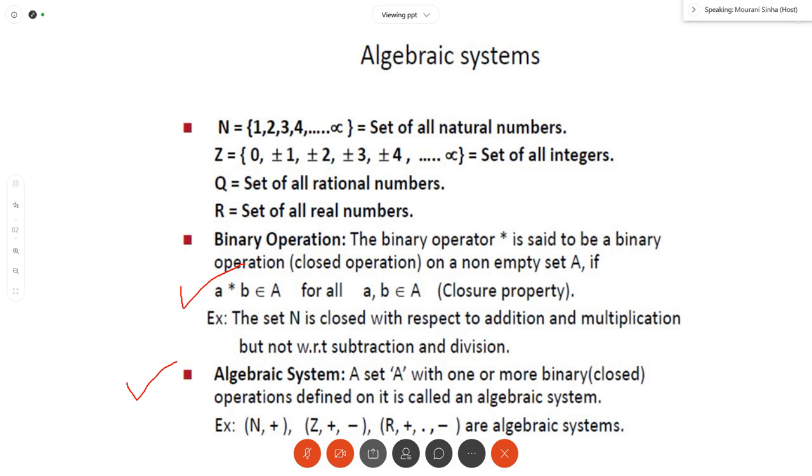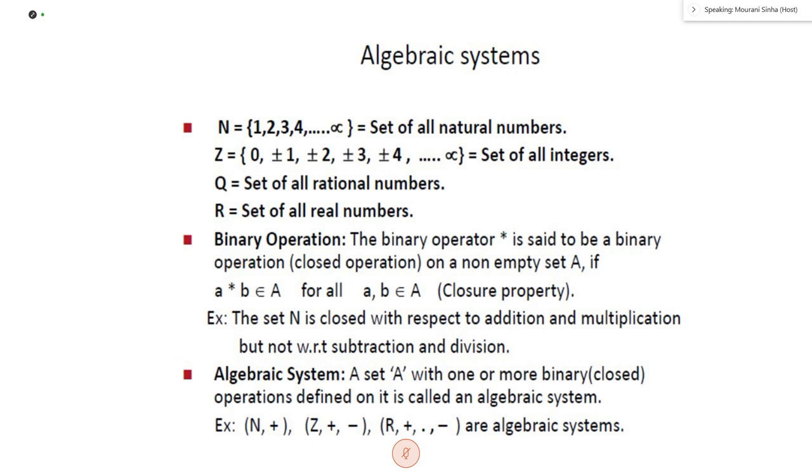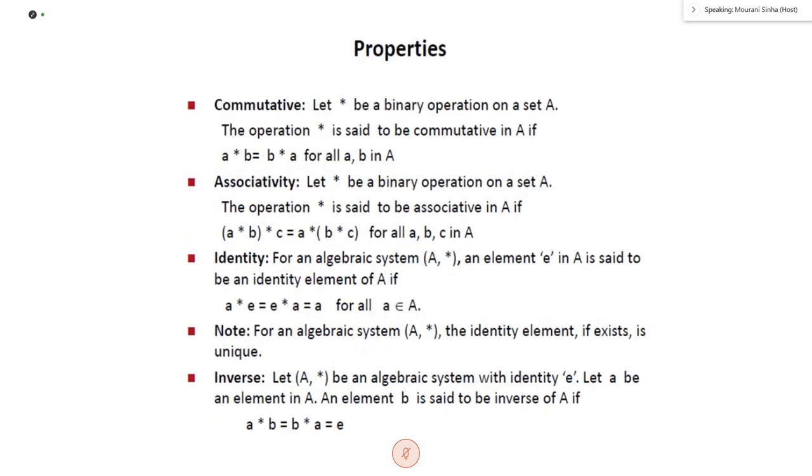So in very short, we just told you about the natural number and the number system, then the binary operation, and some examples of algebraic system which consist of a non-empty set A and one or more binary or closed operations. So this is just an overlook, just to view what we have done already.